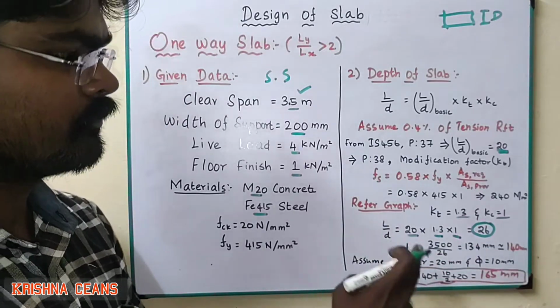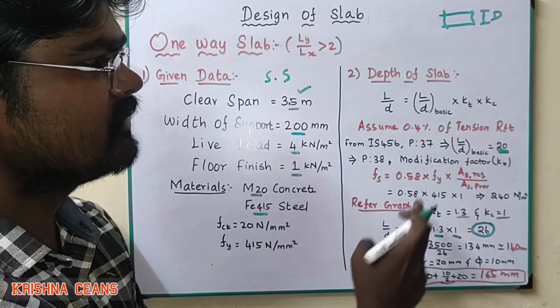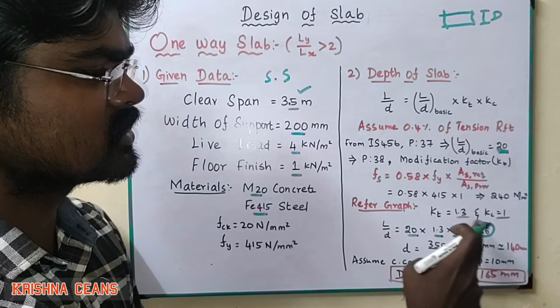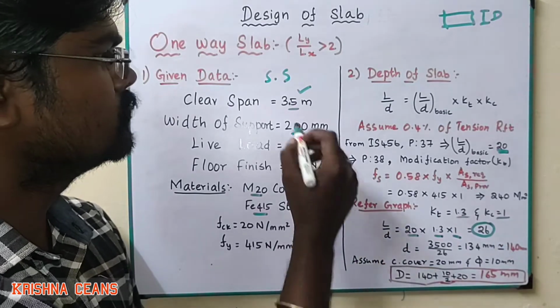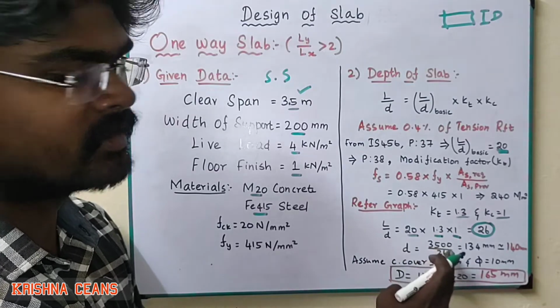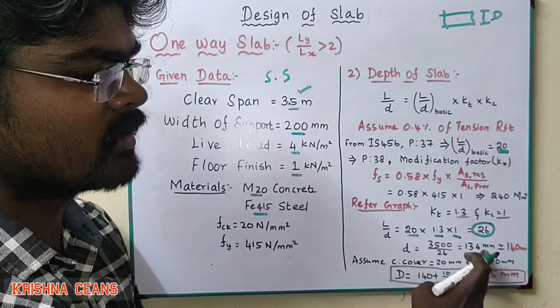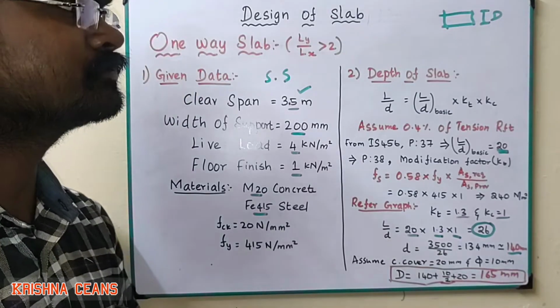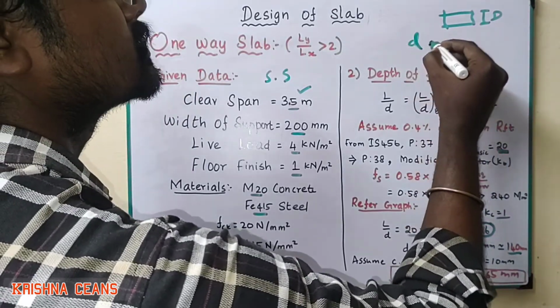So now you can easily find out the L by D value. L divided by D equals 26. We know the L value, that is 3.5 meter. So D equals 3500 divided by 26, which is equal to 134 mm. We will consider approximately 140 mm. So D is the effective depth.